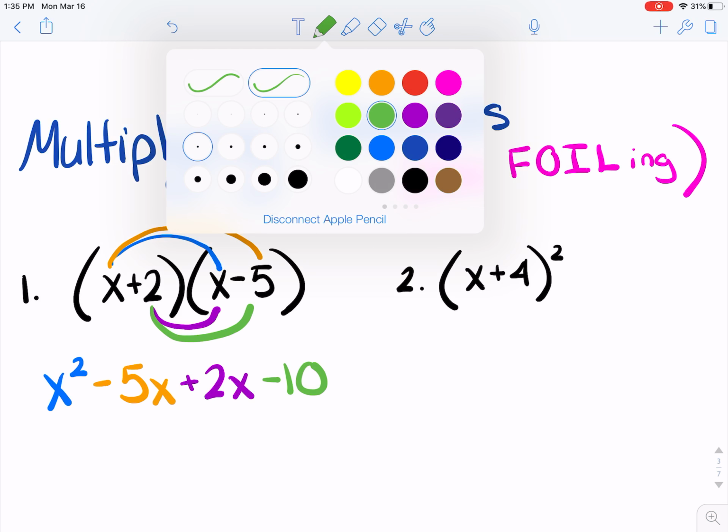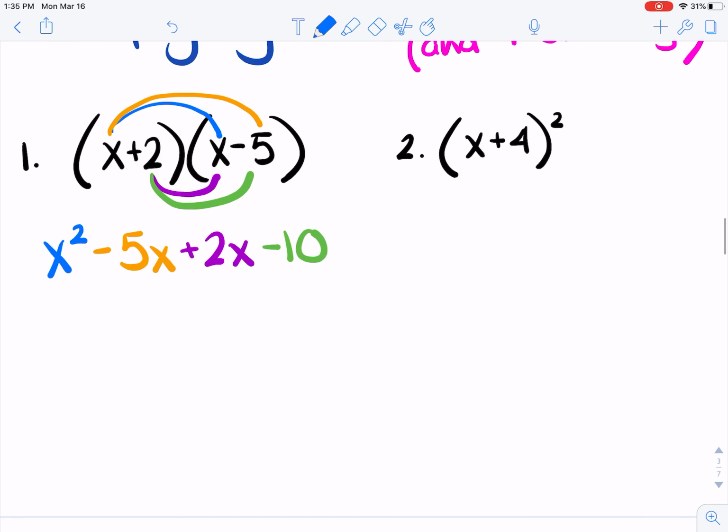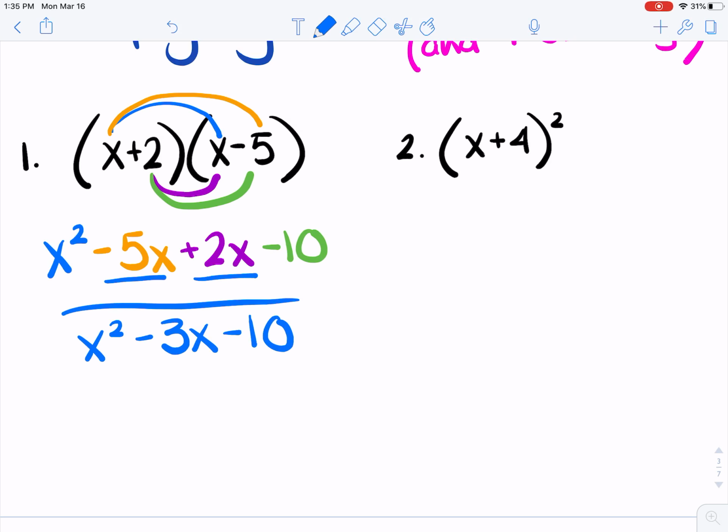Now, in this circumstance, I do have like terms. I have negative 5x and positive 2x. So I am going to combine them. Negative 5 plus 2x gives me negative 3x. So I combine just those two like terms and I get my answer of x squared minus 3x minus 10.